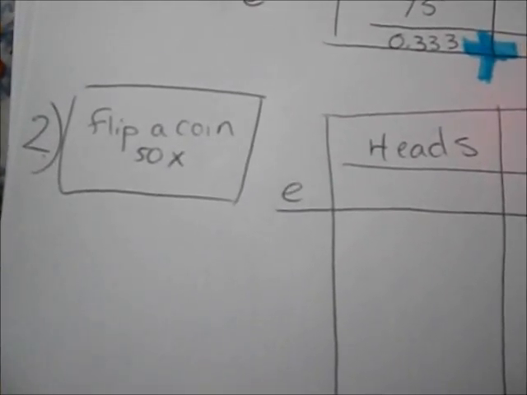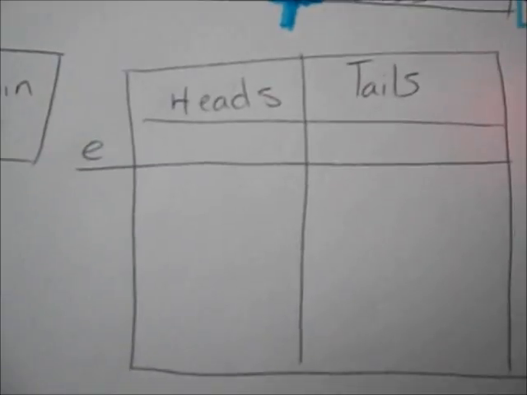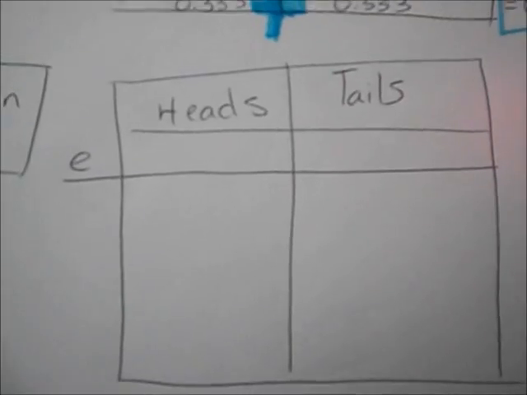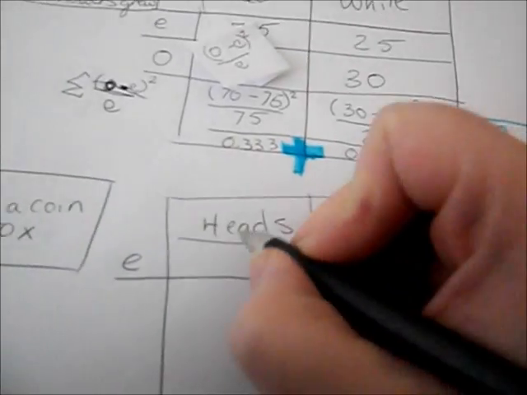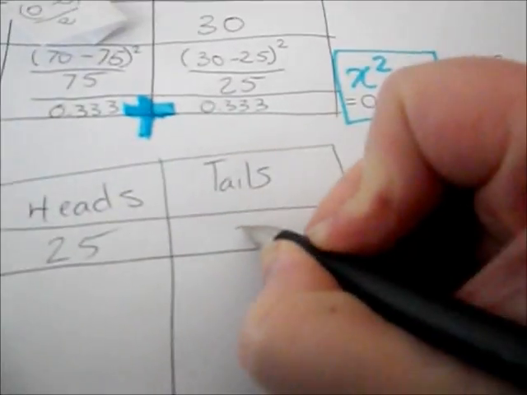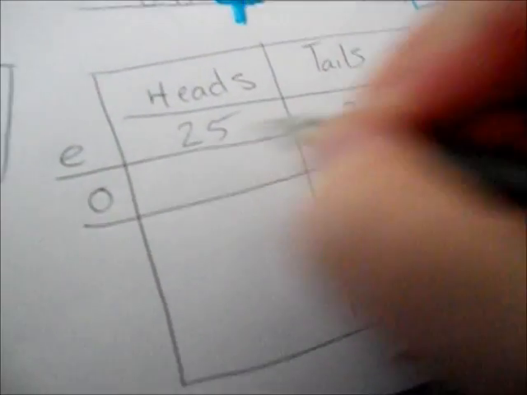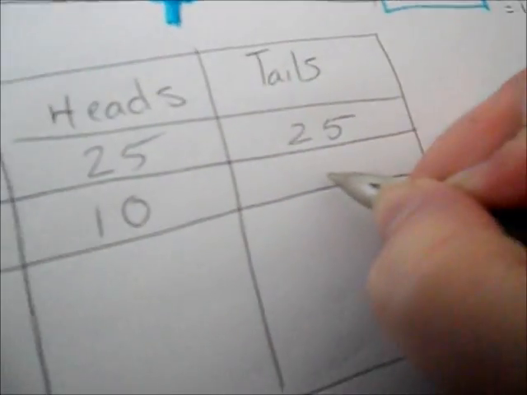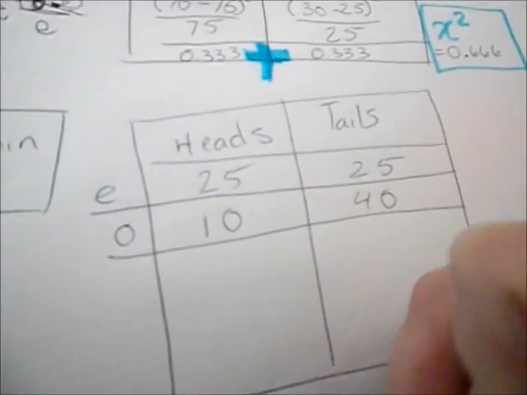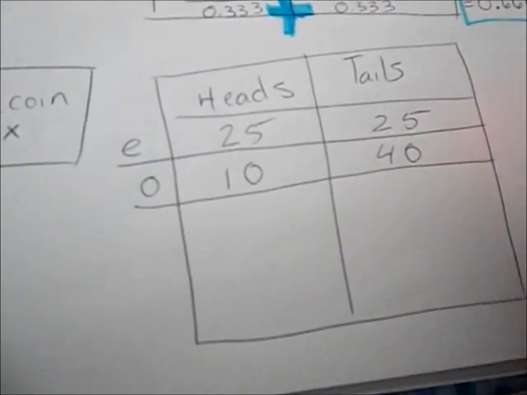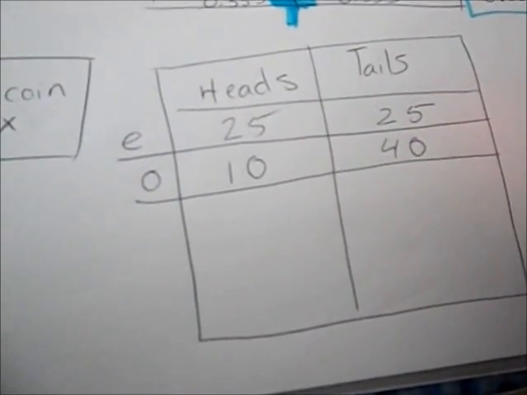If I were to flip a coin 50 times, and I believe that there's no difference between how frequently I get heads and how frequently I get tails, we're going to say that our expected value is that half the time I get heads and half the time I get tails. Half of 50 is 25. What I actually ended up observing was that I got 10 heads and 40 tails. That looks like a pretty significant difference to me, but I'm going to need to use my chi-squared test to make sure that it's not just random variation.